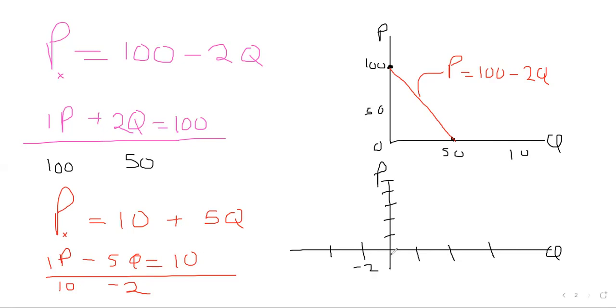Negative 2, this is 0. 2, 4, 6, 8, 10. 2, 4, 6, negative 4. So it's cutting our T axis at 10, you put a point there. It's cutting our Q axis at 2, put a point there. So you can join these two lines.